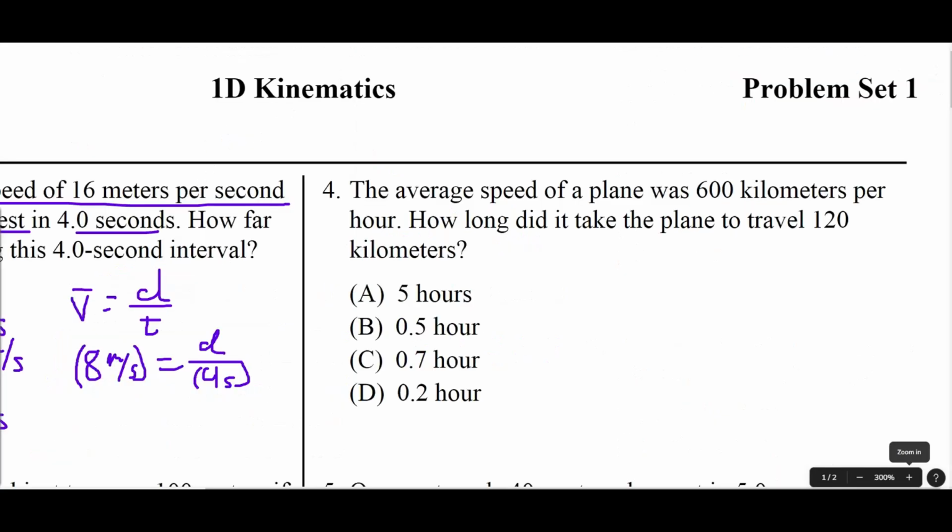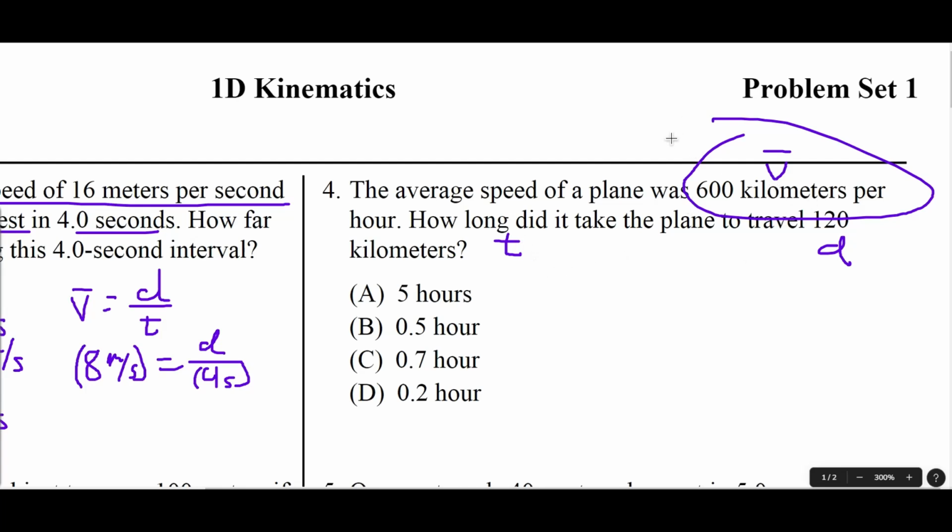All right, here's the next question. Pause the video, work it yourself. I'll go over it in a second. All right, so once again, if we're trying to get all the information out, we're being told the average speed here. So this is the average speed. This is the distance, and we're looking for the time.